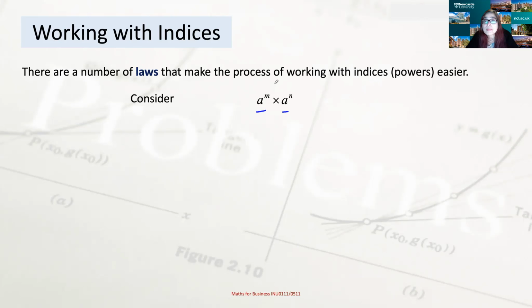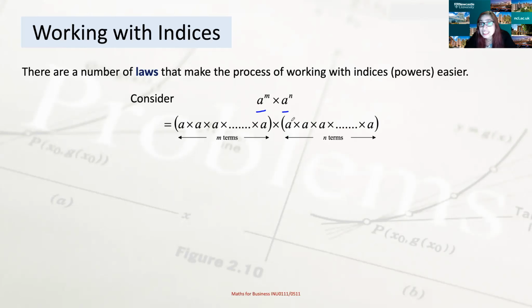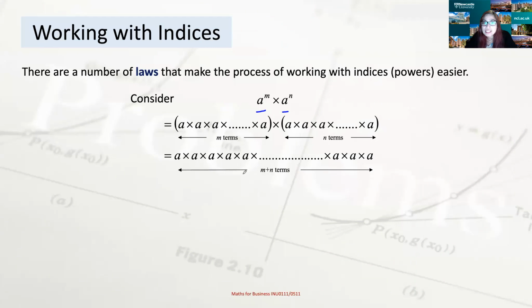There are a number of laws that make the process of working with indices easier for us. So how are we going to do this? What does this mean? A to the power of m means that you are multiplying a, m number of times. And a to the power of n means you're multiplying a, n number of times. That's a simple meaning. Can you see here, the base is the same, a. So a to the power of m plus n means you are multiplying a, m plus n times. So you can write this as a to the power of m plus n.